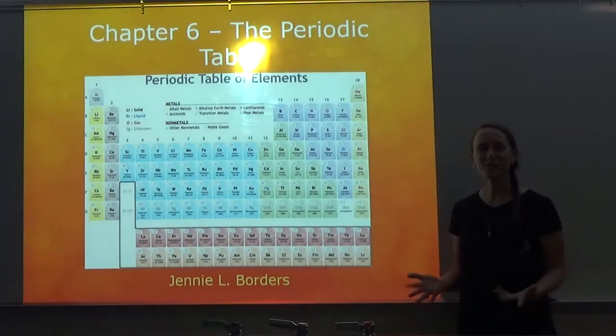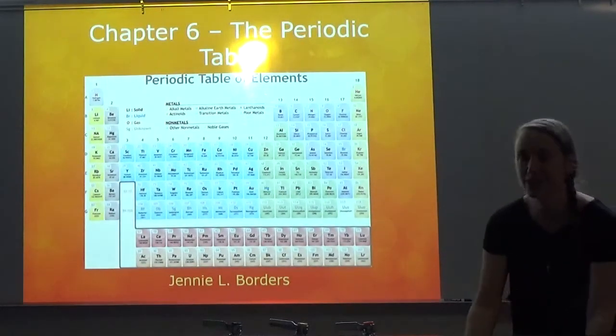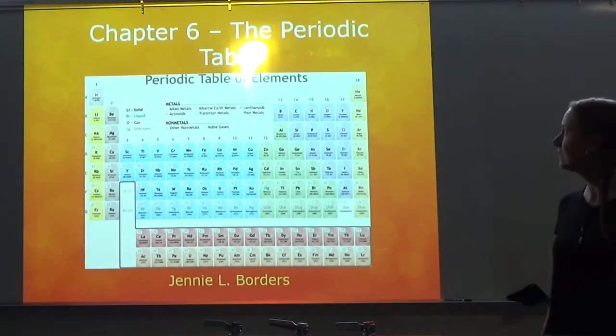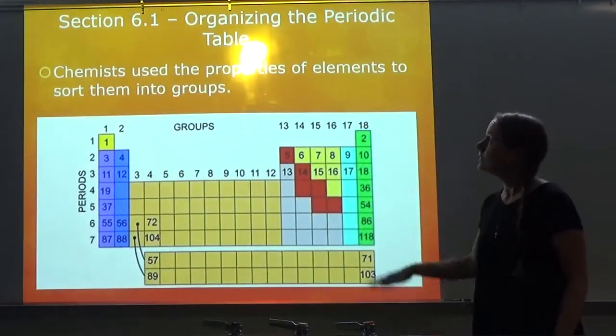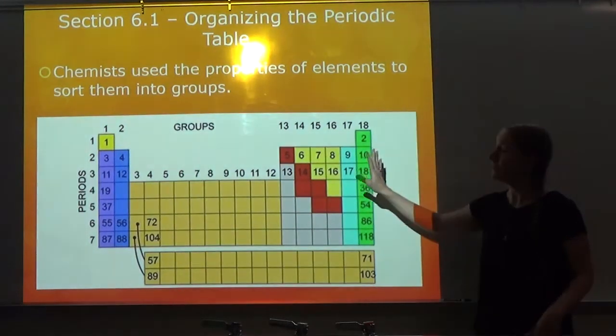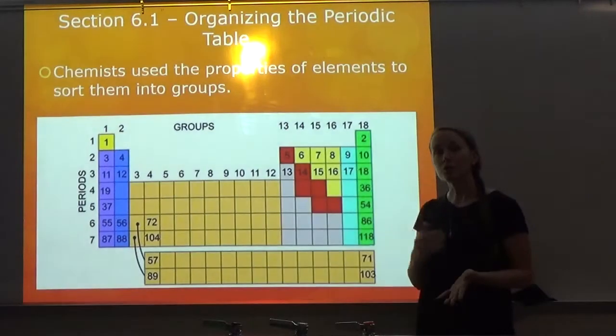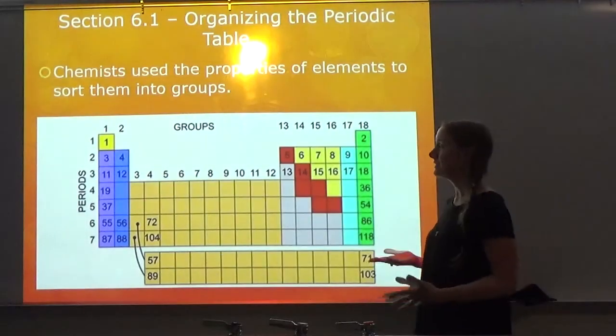So this is the Honors Chemistry lesson video for section 6.1. We are going to start talking about the periodic table. Chemists use the properties of elements to sort them into groups. The periodic table has this odd shape for a reason. It's based on the groups, the electron configuration, and things like that.